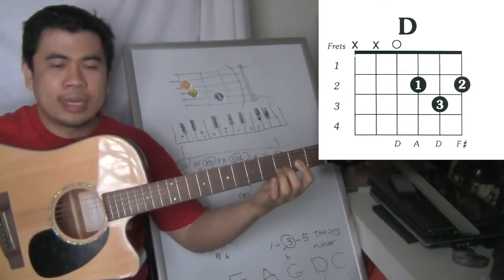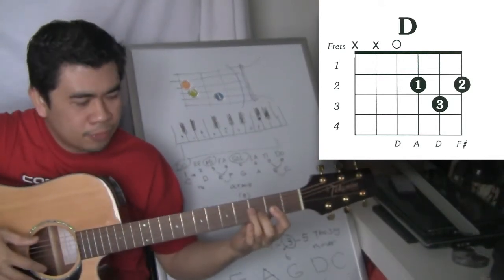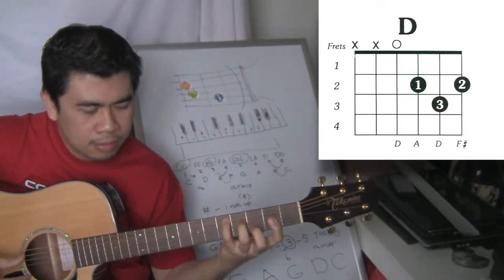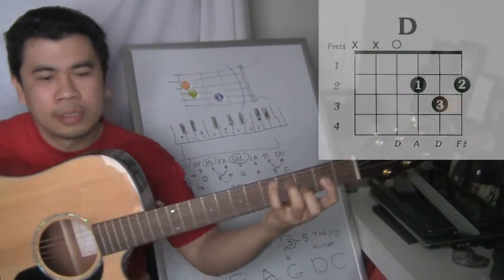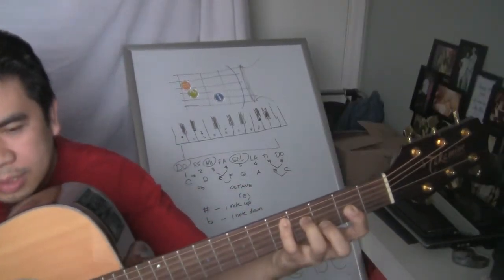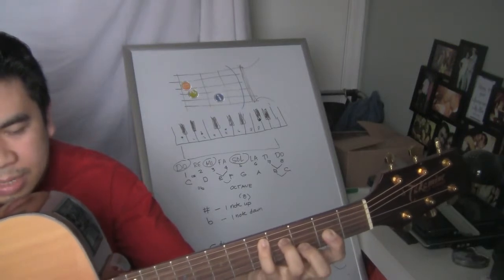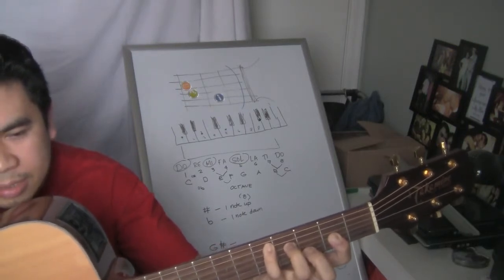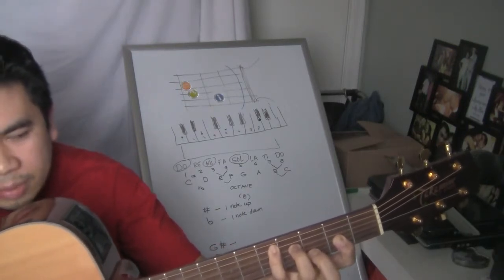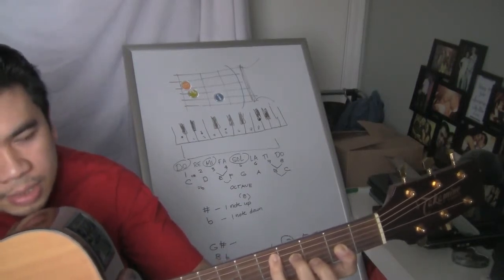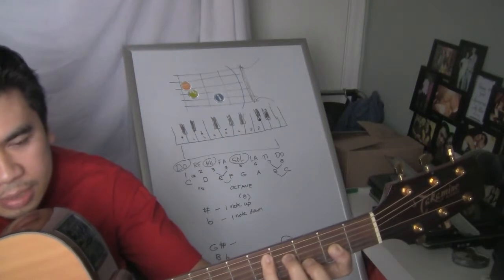Why did I say that? Because the original form for this one is like this. My pinky is on the second string. My fourth finger is on the third string, and the form D.